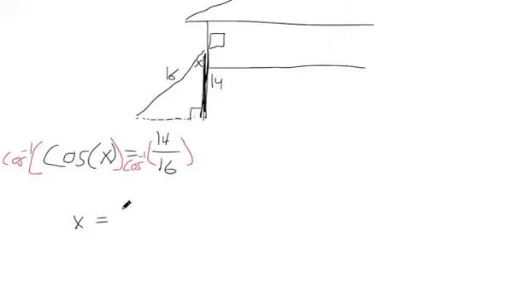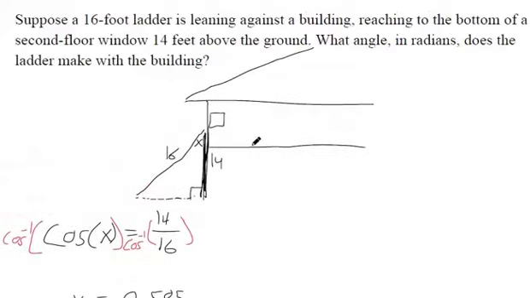I mean, how many people are actually working on a house and like, hey, what's that angle? You know, that probably happens. But how many people yell back, it's about 0.505 radians? Not too many people, huh?